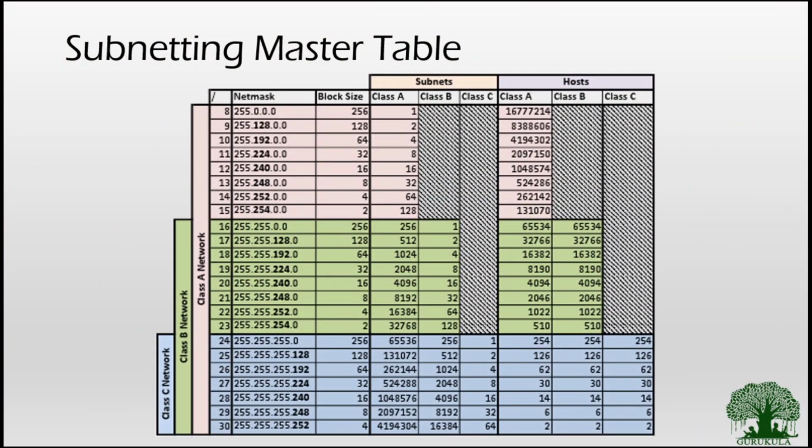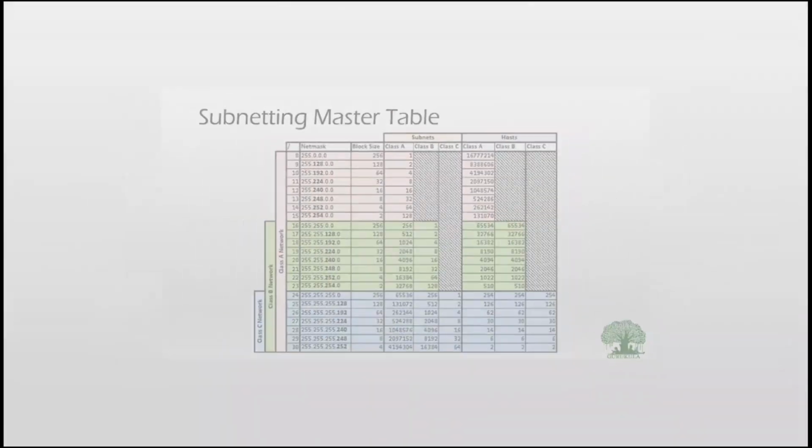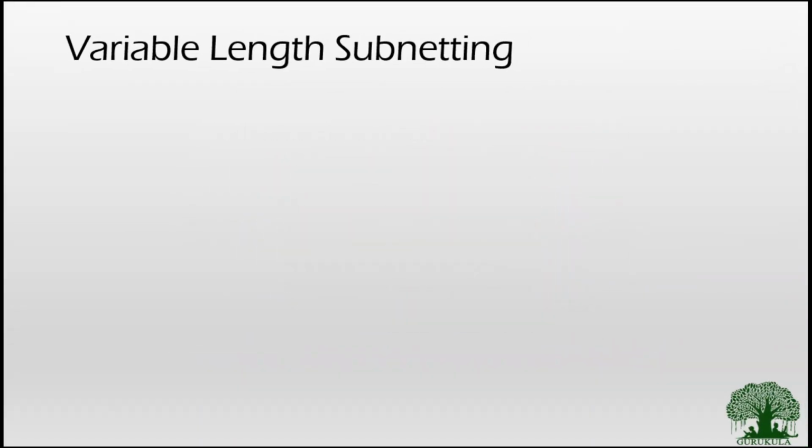This is what we call the subnet mask, which has to be represented everywhere where subnetting is performed. This is a subnetting master table which will be helpful for you to solve problems on subnetting. You can take a screenshot and make use of it whenever we solve problems on subnetting.